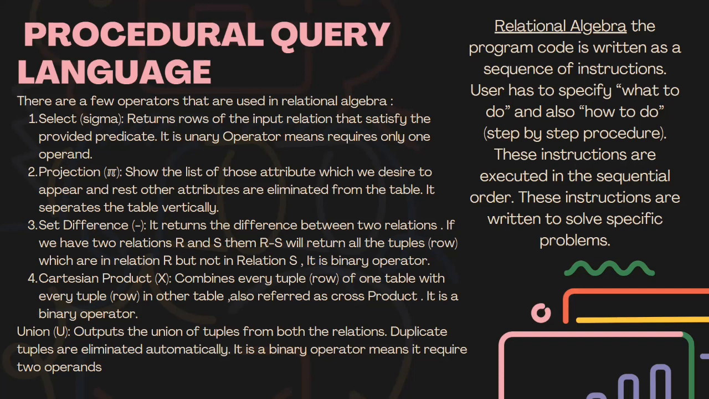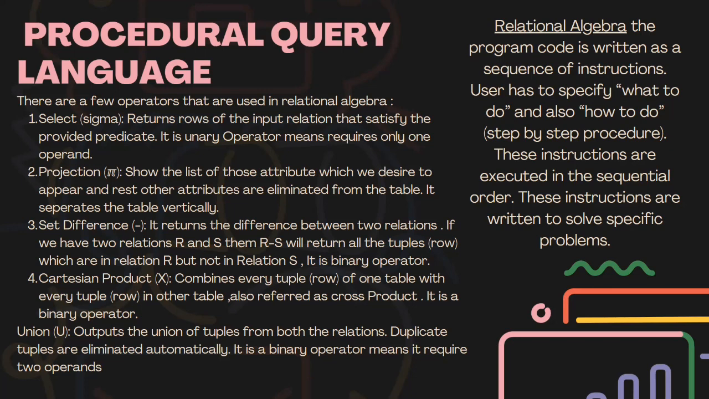There are a few operators that are used in relational algebra. The first one is select, or sigma. It returns rows of the input relation that satisfy the provided predicate. It is a unary operator, which means it requires only one operand. Second one, projection, or pi. It shows the list of those attributes which we desire to appear, and the rest of the attributes are eliminated from the table. It separates the table vertically.